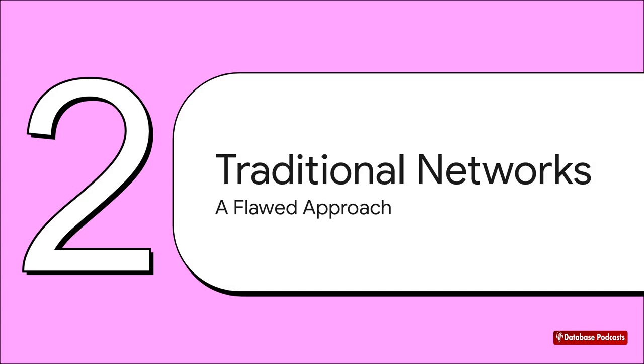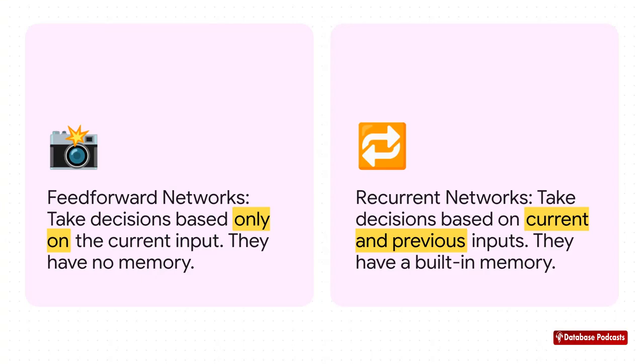Okay, hang on a second. We're always hearing about how incredibly powerful neural networks are, especially for stuff like spotting cats in photos. So why can't those same networks just handle a simple sentence? What's the problem?